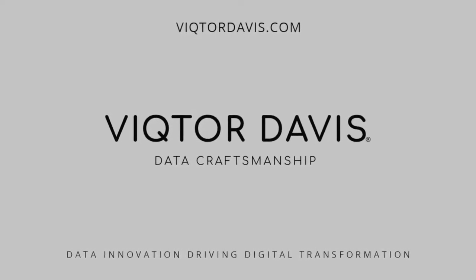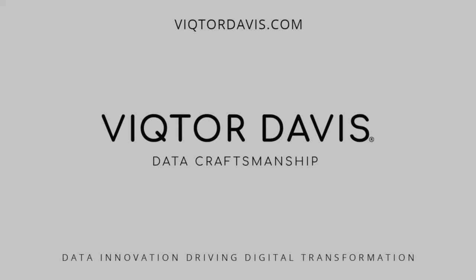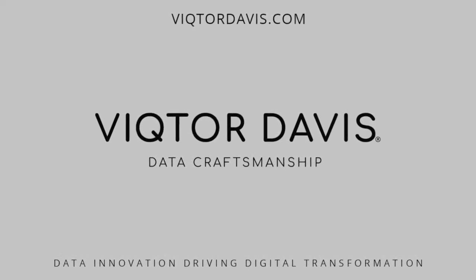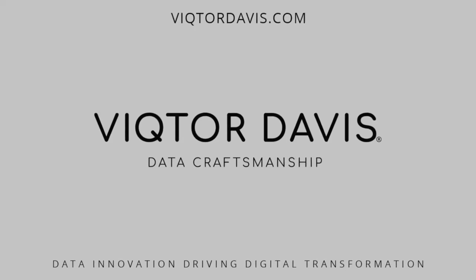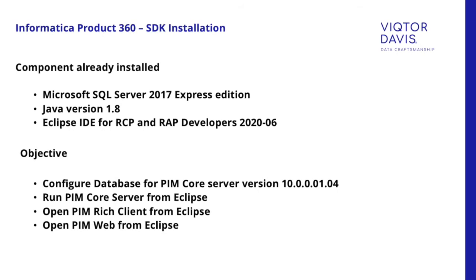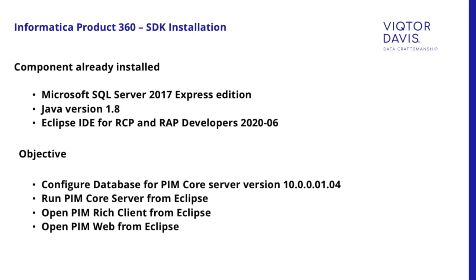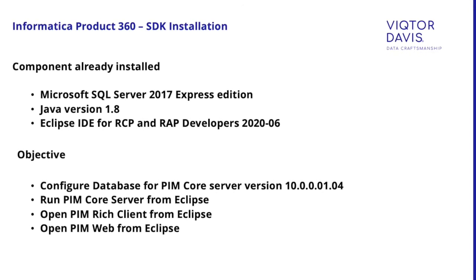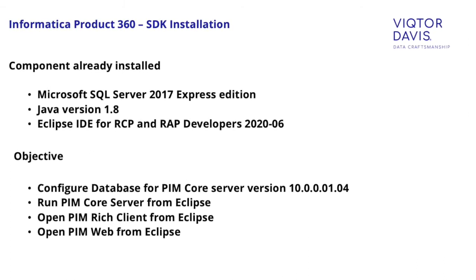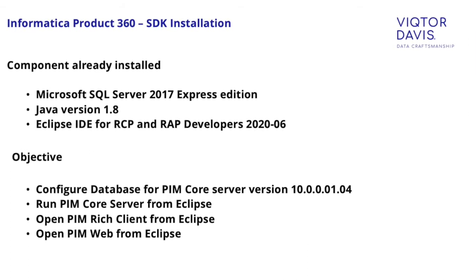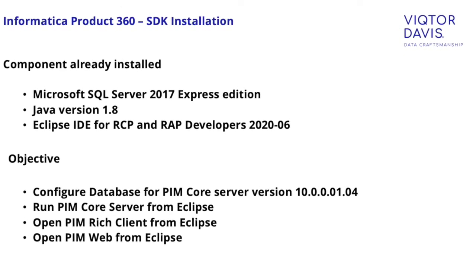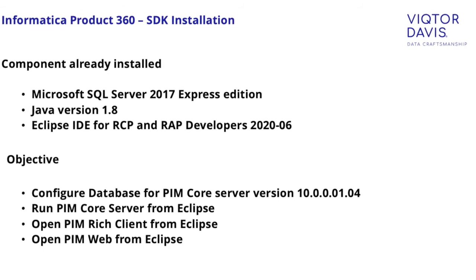In this series of webinars, we will try to demonstrate the advanced features of Informatica Product 360. This is the first session, where we will show how to set up PIM SDK on a local laptop and run the server. The assumption is that you have already installed Microsoft SQL Server 2017 Express Edition, Java 1.8, and Eclipse IDE for RCP and RAP Developers 2020-2026. The objective is to set up the database and run the PIM core server, then access the server through the PIM desktop client and PIM web client.